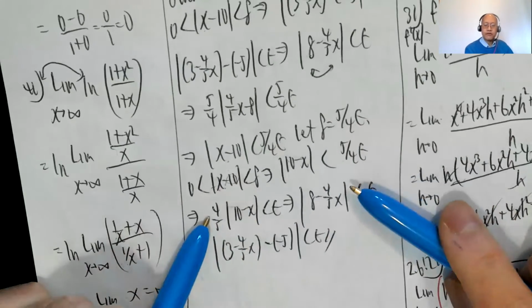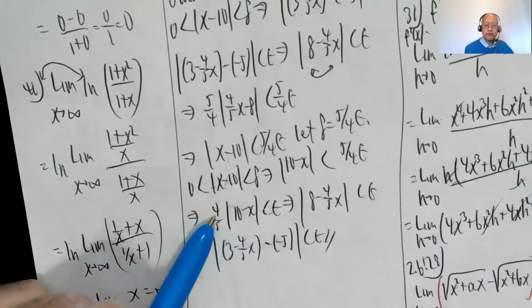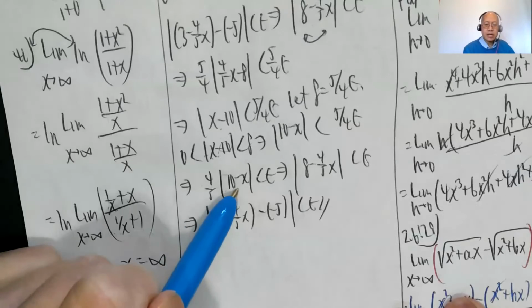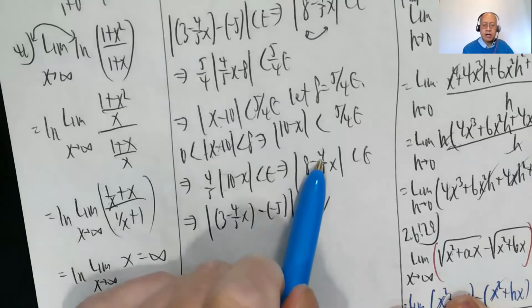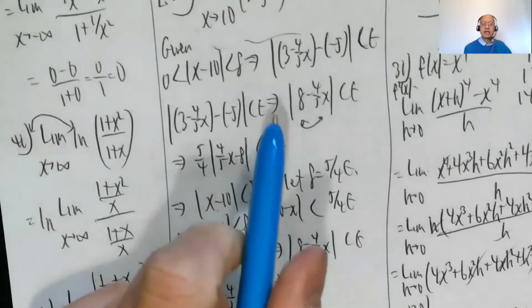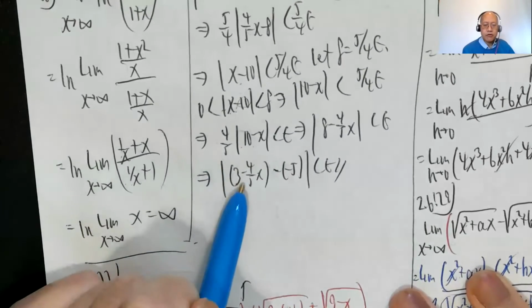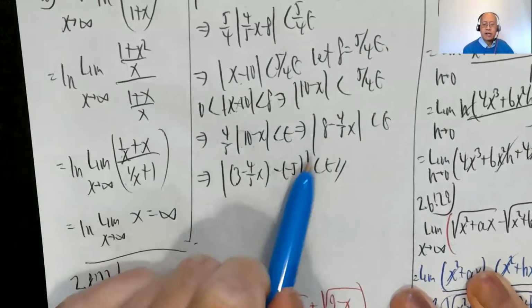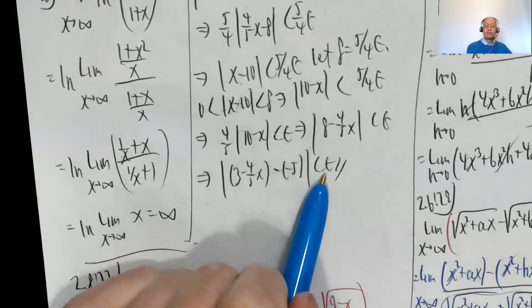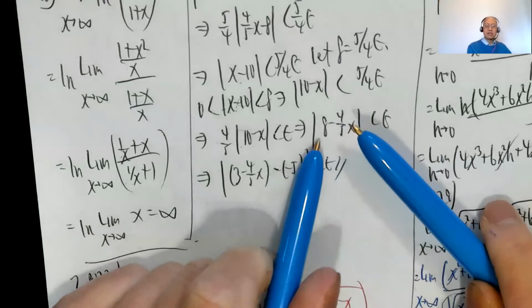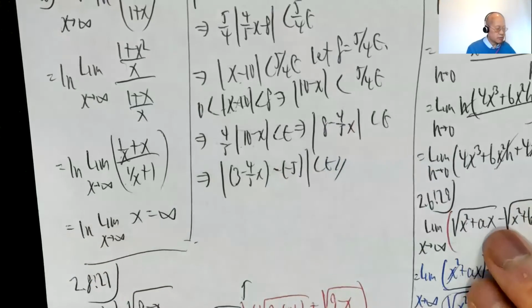Multiply both sides by 4/5. This is epsilon. This is 4/5 of absolute value of 10 minus x. Distribute in 8 minus 4/5 x, and then just rewrite this the way that we wanted to, which is absolute value of 3 minus 4/5 x minus a negative 5 is less than epsilon. That's the end of the proof. Okay, it's weird, but that is the same as 8 minus 4/5 x, as we can see over here.